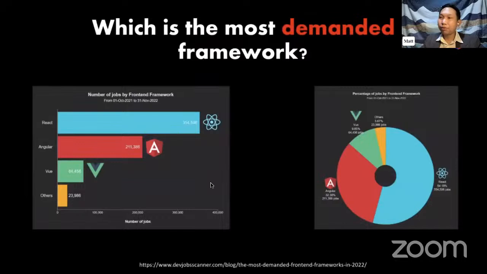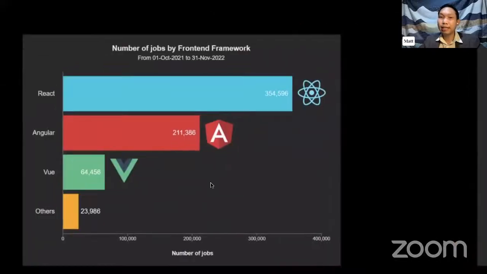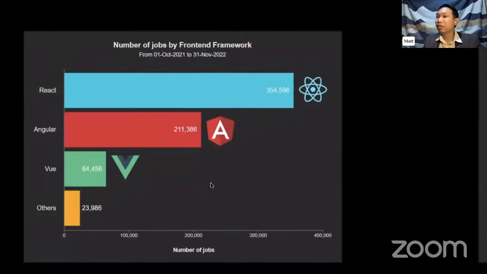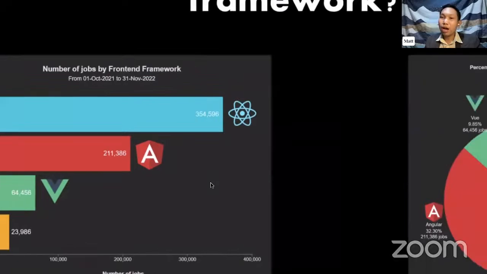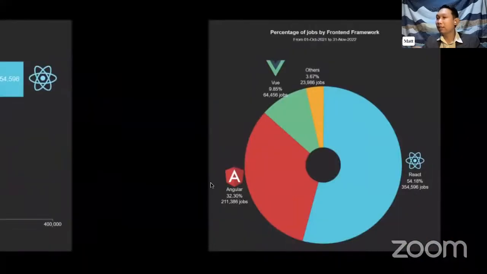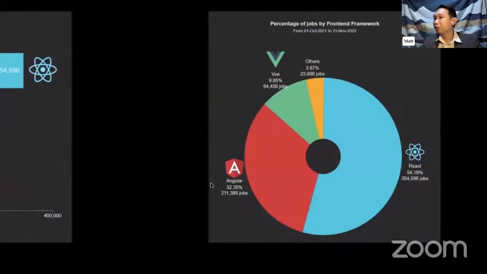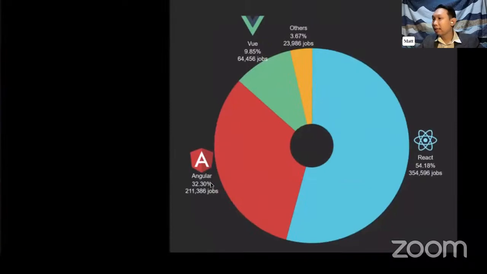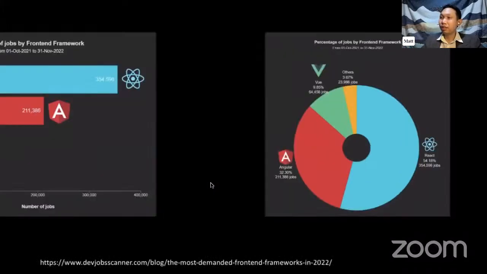This graph shows which is the most demanded framework. And by far, you will notice that React has 354,000 plus jobs, compared to Angular, which only has 211,000 jobs. Vue has 64,000 and the others, which can be Svelte or Qwik or other front-end frameworks, are around 24,000. Now, if we look at the pie chart, this is the same as the bar, just in a different graph. So we could see how big it is, that React dominates with 54.18%. So that means it's a lot, right?